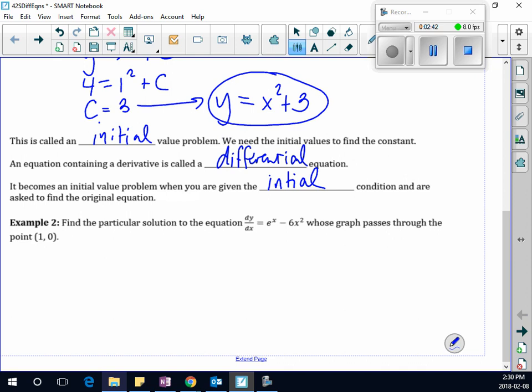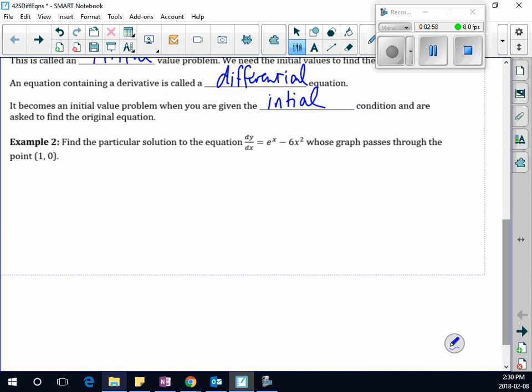Find the particular solution to the equation dy dx equals e to the power x minus 6x squared whose graph passes through the point 1, 0. So it's very similar. dy dx is just a fancy name for y prime. So what's the antiderivative of e to the power x? e to the power x, the derivative is itself. And what's the antiderivative of minus 6x squared? Add 1 to the power, you get x to the power 3, and then you divide by 3, you get minus 2x cubed, and then don't forget the c.